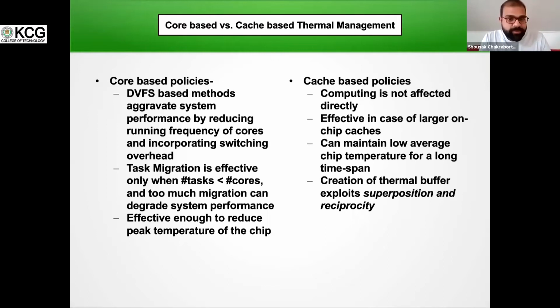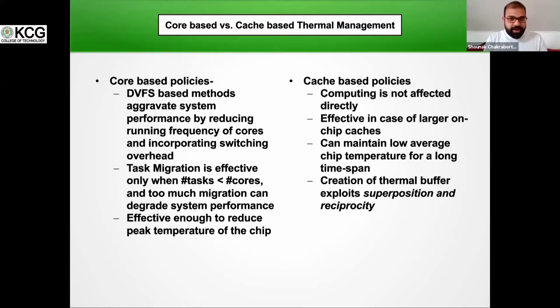Okay, so now the core-based versus the cache-based thermal management. On the left-hand side, we have the core-based policies. In modern systems, people are mostly focusing on DVFS and task migration. What is DVFS? As I told you, dynamic voltage and frequency scaling. These DVFS-based methods aggravate the system performance by reducing the running frequency of the cores and incorporating switching overhead. Switching overhead is incurred because of switching the voltage. The frequency can be changed abruptly, but changing the voltage from one level to another has some timing overhead, right? So how to cope with this situation as well, because people frequently use DVFS in lots of modern systems, right?